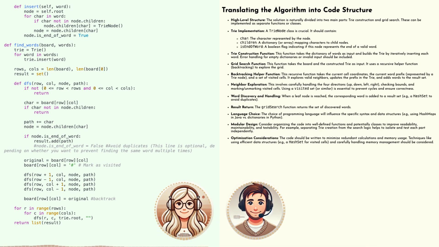And within our explore function, we need to take care of all those little details we talked about earlier, marking cells as visited, unvisiting them as we backtrack, and avoiding those duplicate word additions to our result list. I'm seeing how all the pieces fit together. findWords orchestrates the process, buildTrie creates our guide, and explore does the heavy lifting of searching.